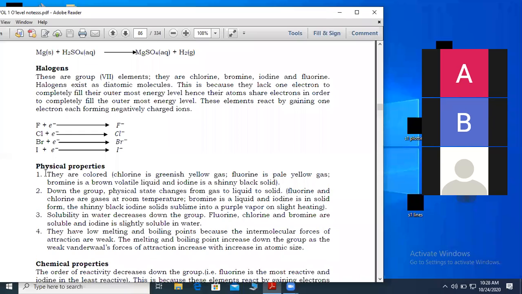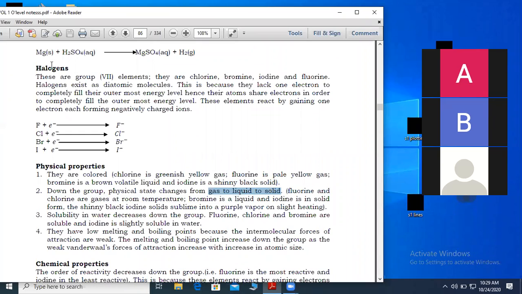Physical properties. All group 7 elements are colored. Chlorine is greenish yellow. That's the characteristic color of chlorine. Then fluorine is pale yellow. Bromine is brown volatile liquid. And iodine is a shiny black solid. I think we have ever seen iodine when we were looking at sublimation. Physical property number 2. Down the group, physical state changes from gas to liquid and to solid.